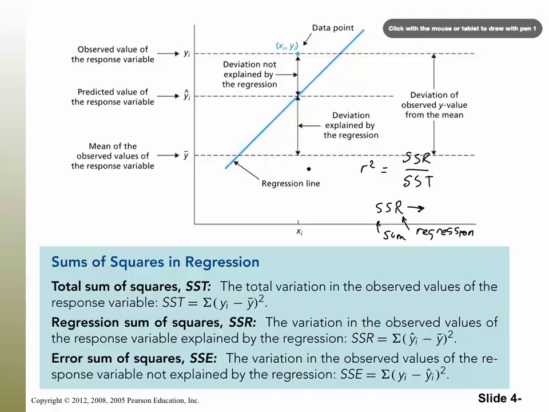Through a linear model. Okay, so there's the deviation from the model, that's error. So how far the data points are away from the model, that's error, right? And then how far the mean is away from the model is the deviation from the mean explained by regression.